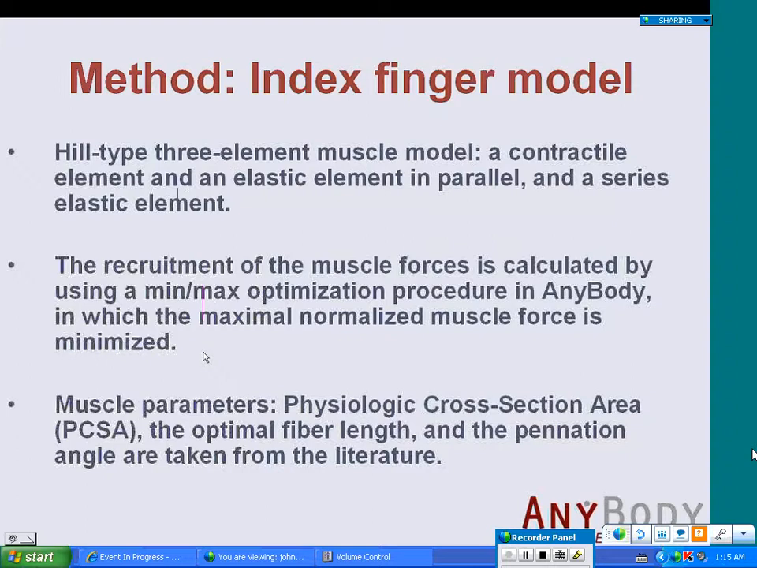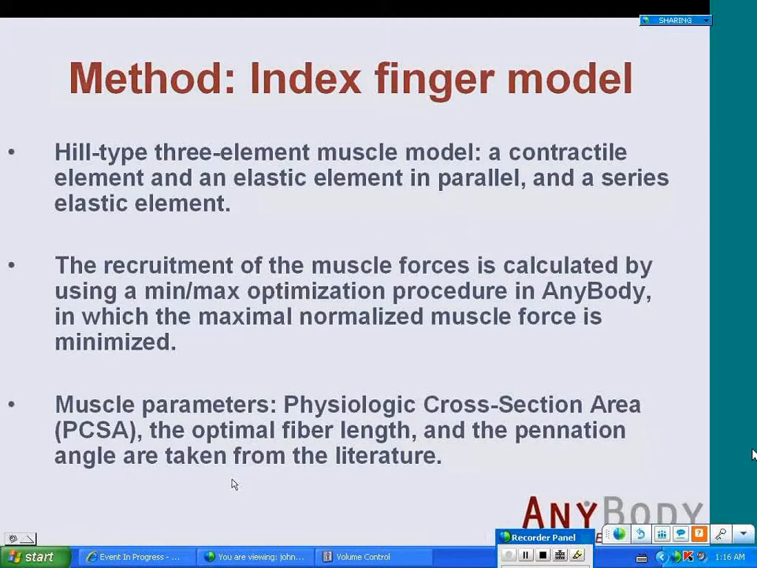The recruitment of the muscle force is calculated using a min-max optimization procedure in AnyBody, in which the maximal normalized force is minimized. Such a procedure is physiologically equivalent to minimizing the fatigue. The muscle parameters include physiological cross-section area, PCSA, the optimal fiber length, and the pennation angle. All these parameters are taken from literature.